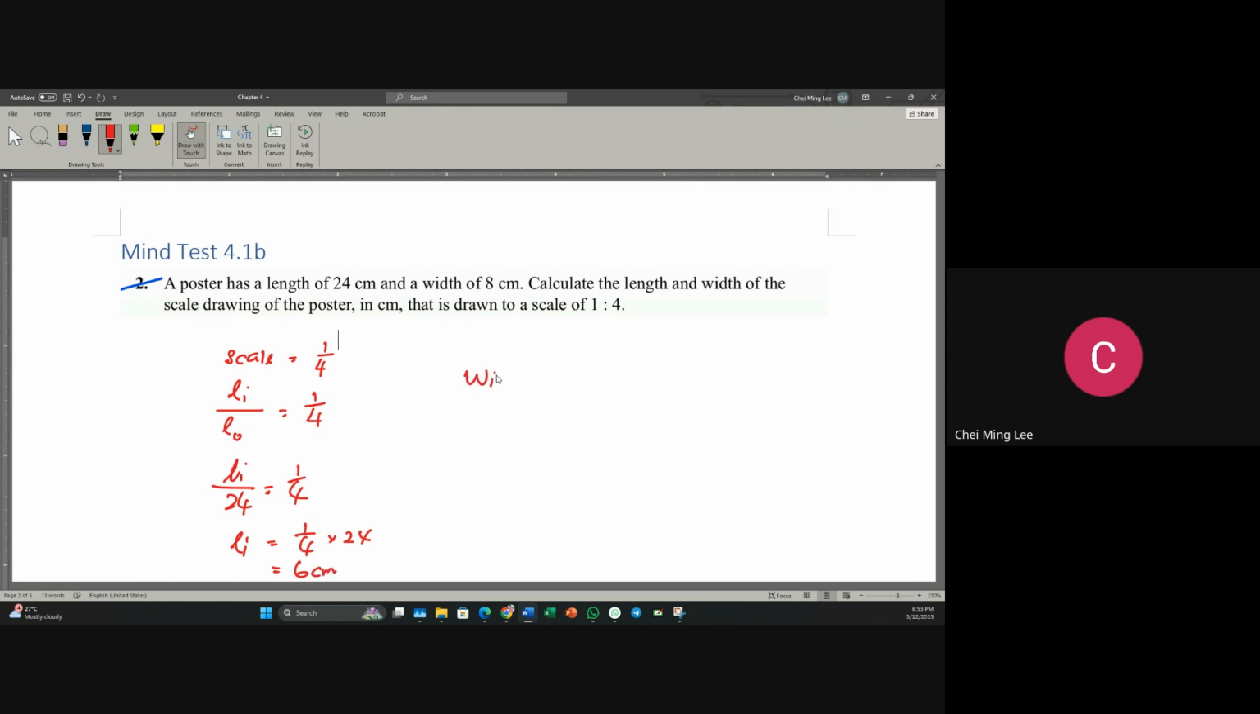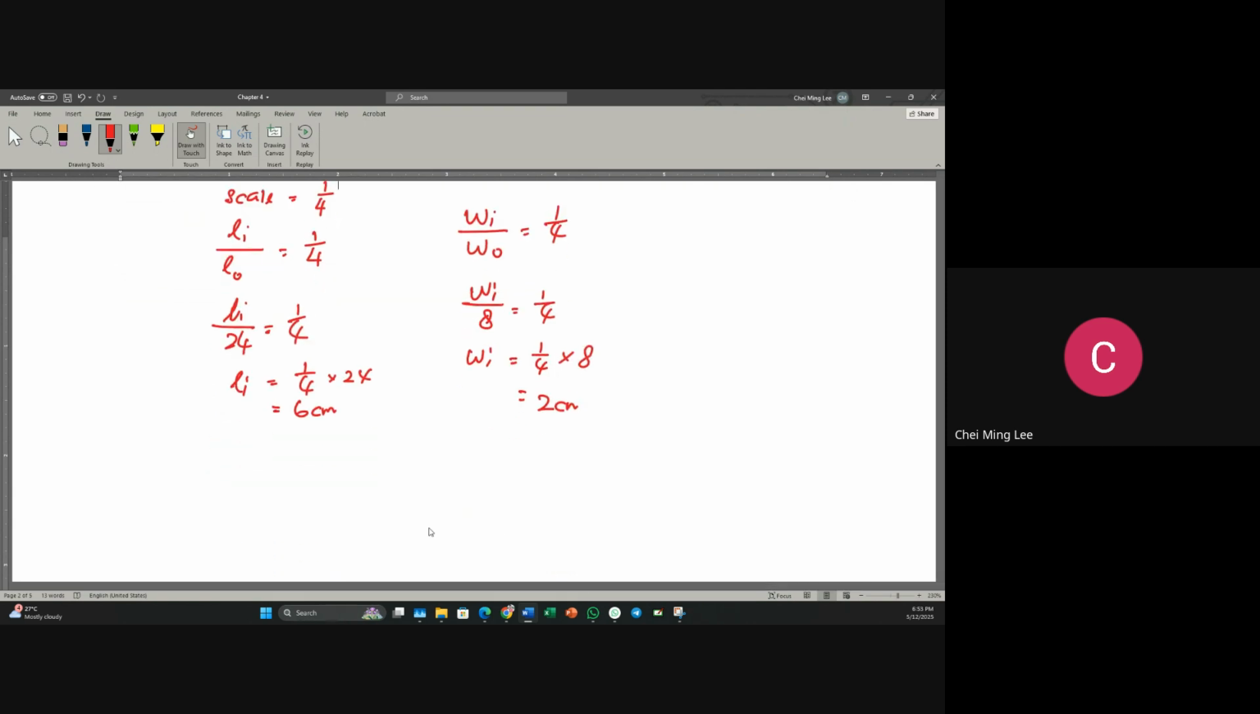Now, width of image divided by width of object is equal to 1 over 4. So width of image divided by 8 is equal to 1 over 4. This one moves here. So the width of image, which is the scale drawing, is 1 over 4 times 8, which is equal to 2 cm. So this is the length, and this is the width.